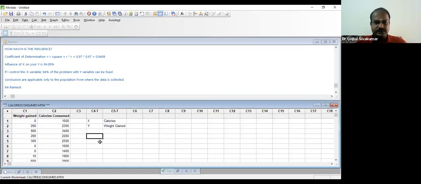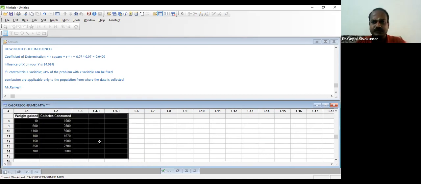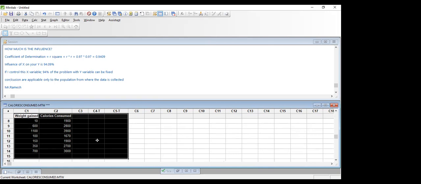So let me show you my Minitab screen. Hope it is visible again, my Minitab screen. Am I right? Yes or no? Is my screen visible? Yes, sir.